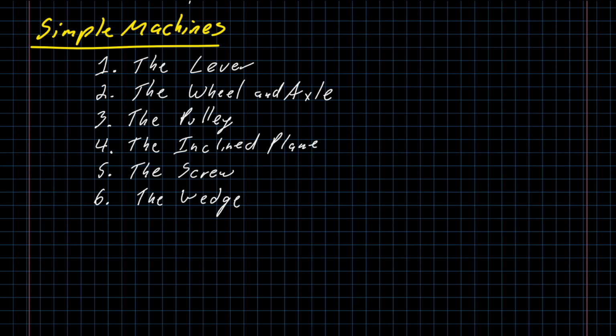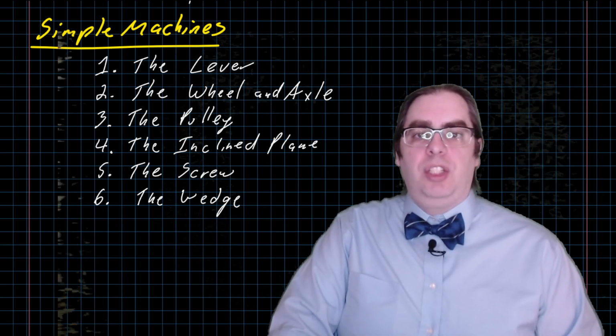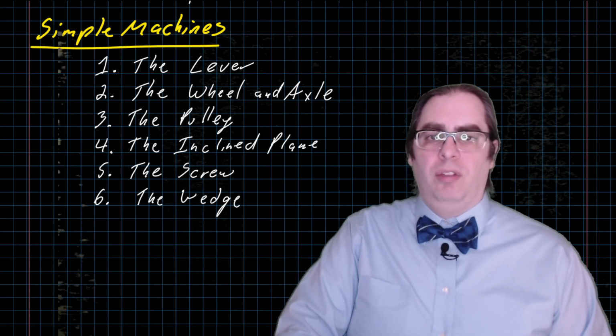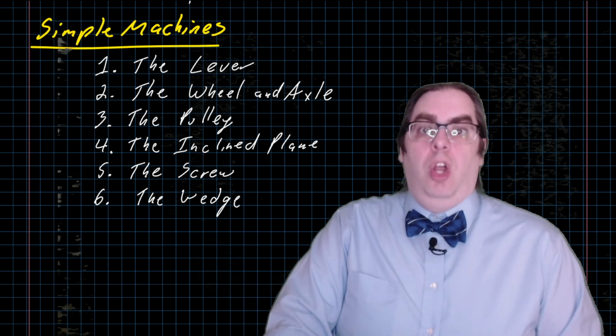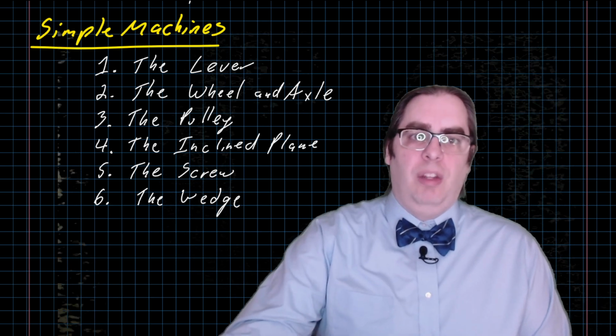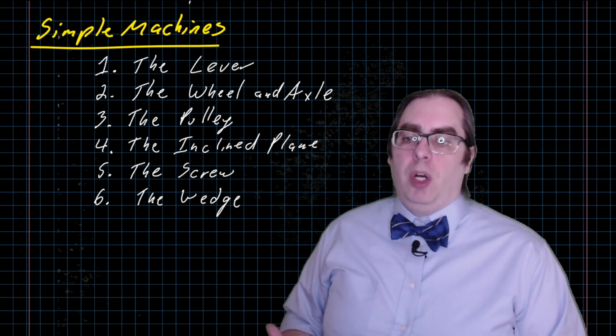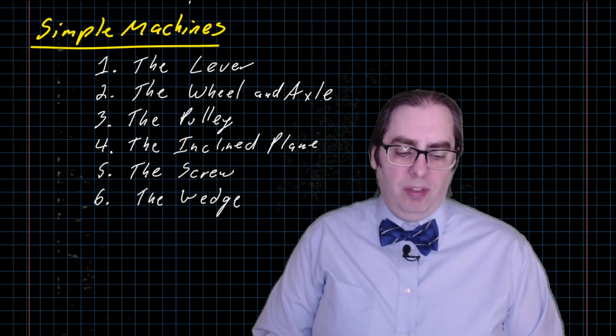Physicists classify 6 different types of simple machines: the lever, the wheel and axle, the pulley, the inclined plane, the screw, and the wedge. Every machine that is possible to be made is a combination of these 6 machines. Sometimes there's a lot of combinations of these 6 machines. Right? Most of the machines that we deal with in our society have hundreds, if not thousands, of parts, but each part can be analyzed as being one of these.